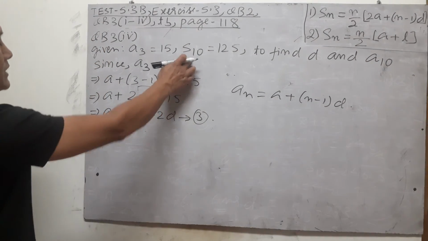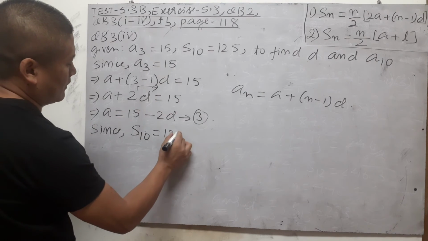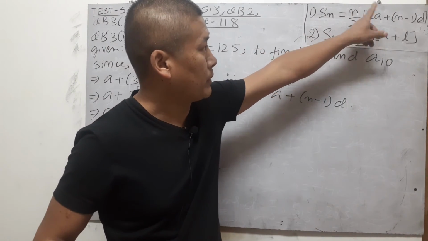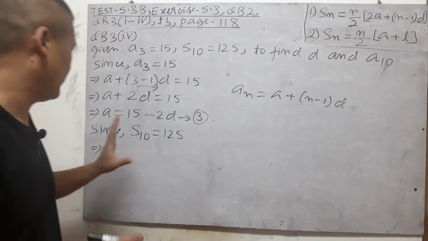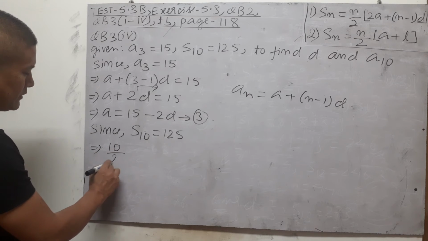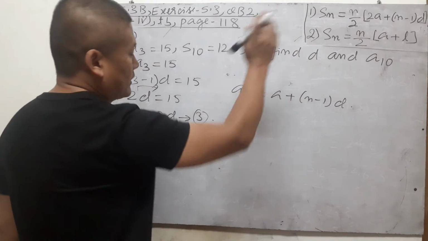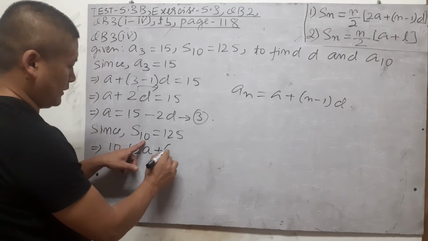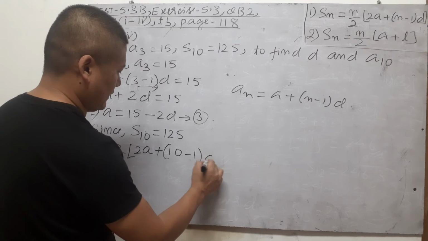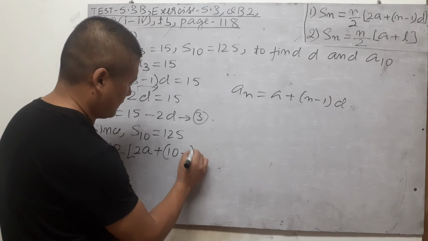And then since one more value, the sum of 10 terms, is given, let us take S10 equal to 125. Let's use Sn equal to n by 2 into 2a plus n minus 1 into d. So S10 will be, using the same formula, n is 10, 10 by 2 into 2a plus n minus 1 into d, 10 minus 1 into d. Let's just write it once here.